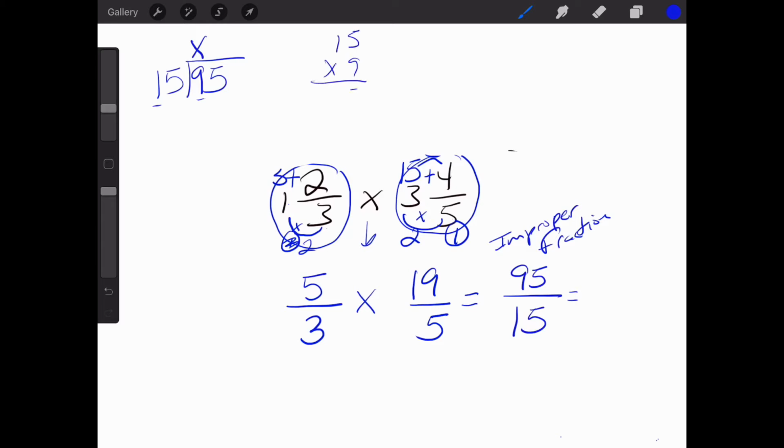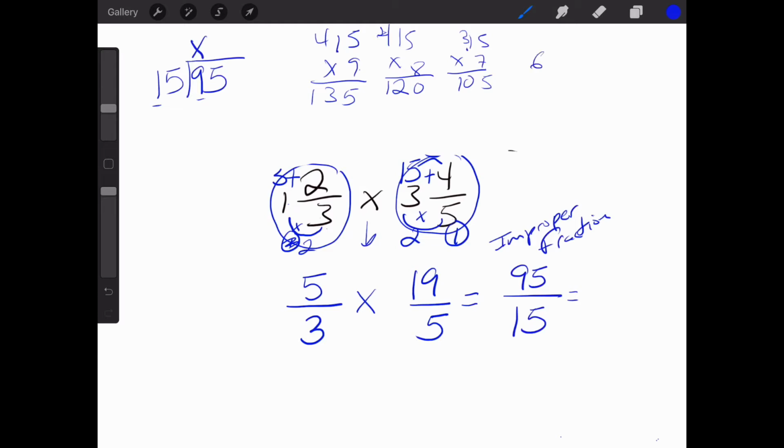Okay, 9 times 15 is 45. Regroup 4. 9 times 1 is 9, plus 4 is 135. So that's too big. So then you go to 8. 8 times 5 is 40. Regroup 4. 8 times 1 is 8, plus 4 is 12. So it's 120. Too much. You go to 7. Okay. 7 times 5 is 35. Regroup 3. 7 times 1 is 7, plus 3 is 10. So it's 105.